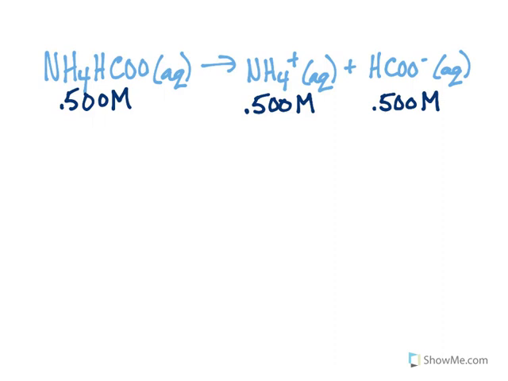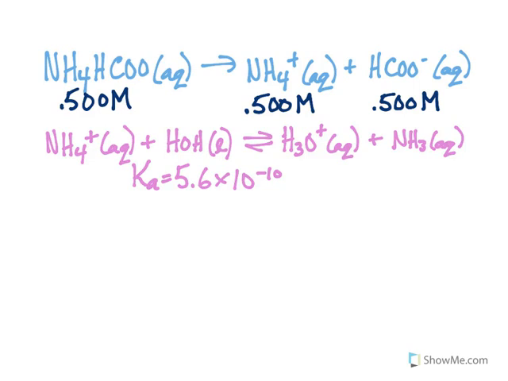Looking at this ammonium compound, we know that it will be 100% soluble in solution. That salt will dissociate 100% to produce ammonium ions, and it will also dissociate in a 1-to-1 ratio to produce two ions that both are capable of hydrolysis.